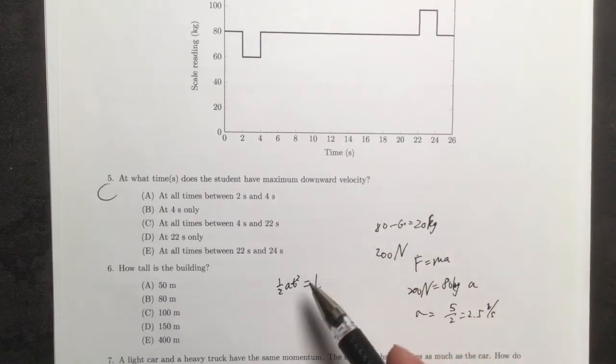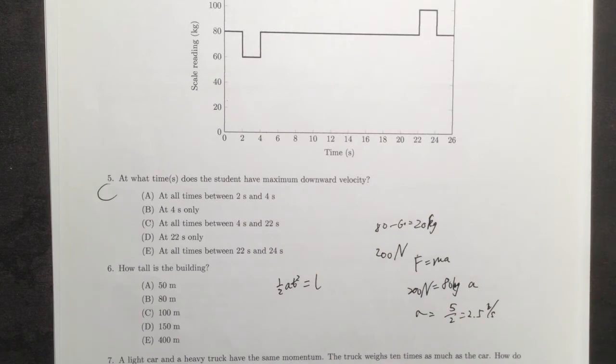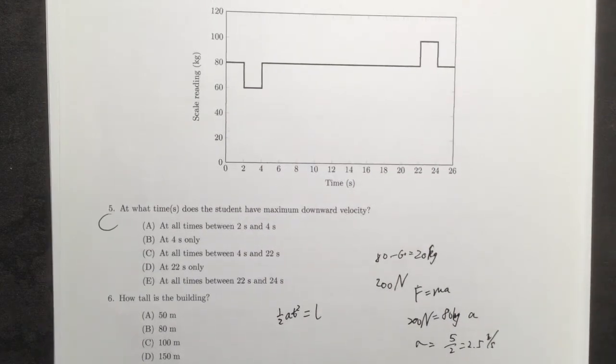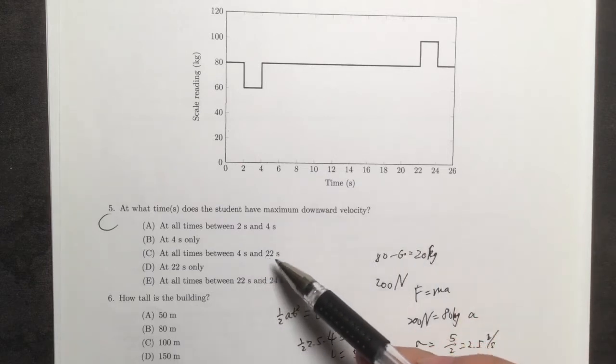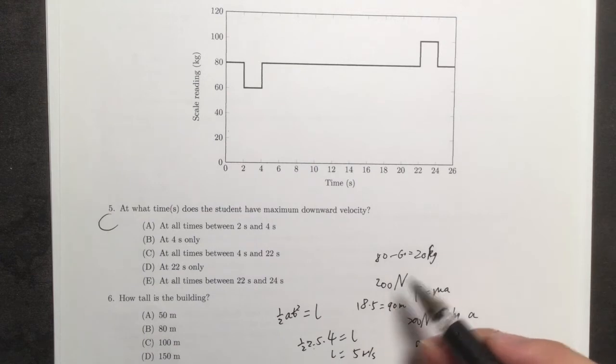So from here to here, it takes 1/2 a t squared is equal to L. So what is a and what is t? t is equal to 2, because it takes 2 seconds to accelerate to the maximum velocity. So 1/2 times 2.5 times 2 squared is 4, it's equal to L. So L is equal to 10 over 2, which is 5 meters per second. Then, for all time between 4 seconds and 22, we have 18 times 5, which is equal to 90 meters. 90 meters from the bottom, 90 meters until it tries to stop.